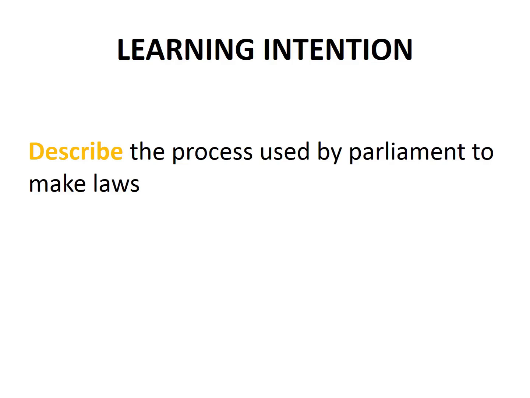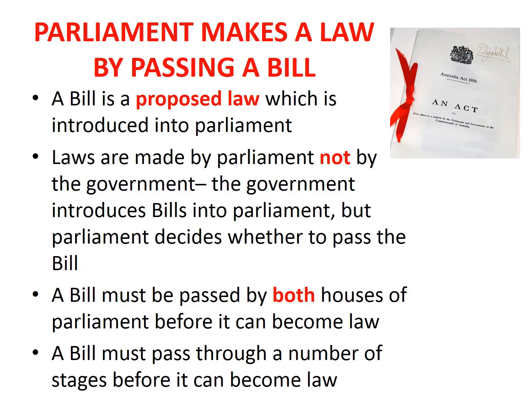Here is our learning intention. By the end of this video, you should be able to describe the process used by Parliament to make laws. Please make sure that you write this learning intention down in your Cornell notes. On this slide, I have set out some important points that you must keep in mind. First, a proposed law which is introduced into Parliament is known as a bill. Look down the left-hand side of your vocabulary sheets, find the term bill and write this definition in there. It's only if Parliament passes that bill that it then becomes an Act of Parliament.